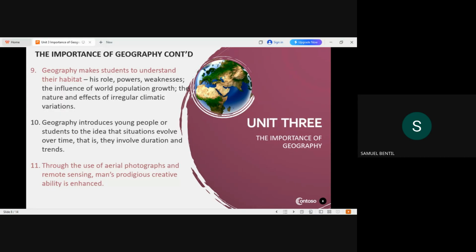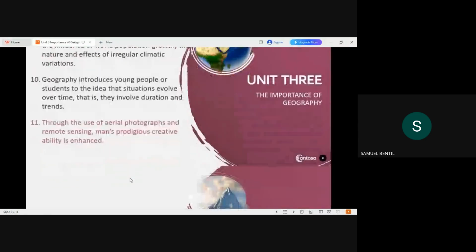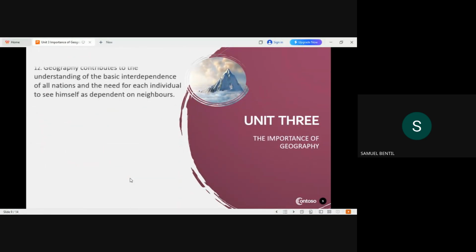And we are saying geography introduces young people or students to the idea that situations evolve over time. That is, they involve duration and trends. And the 11th point, through the use of aerial photographs and remote sensing, man's prodigious creative ability is enhanced in the area of geography.